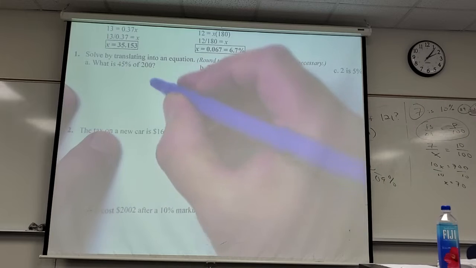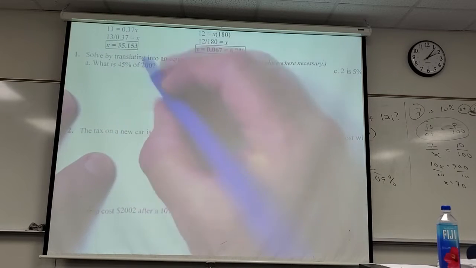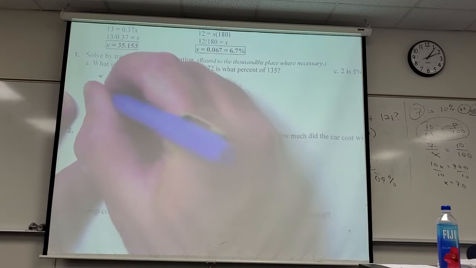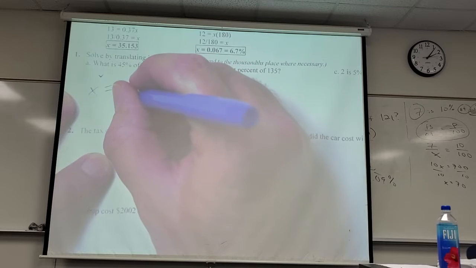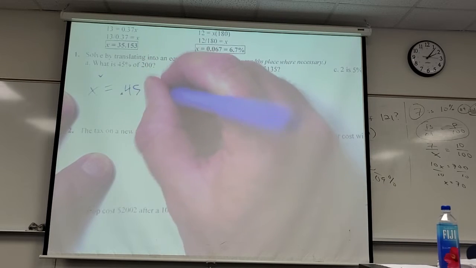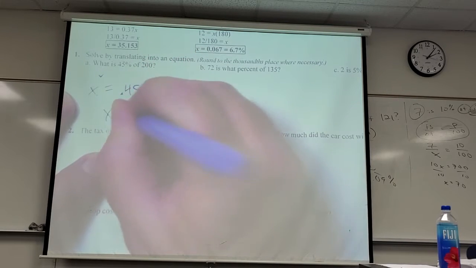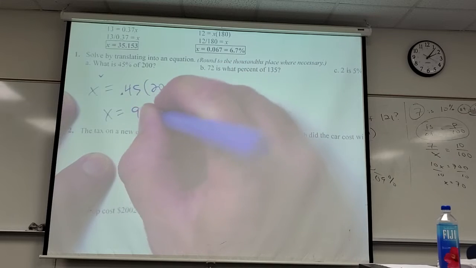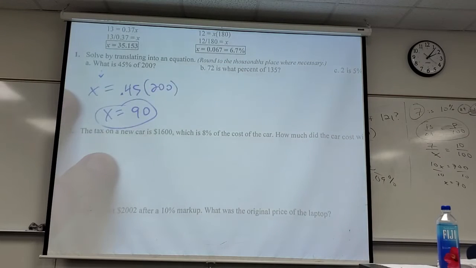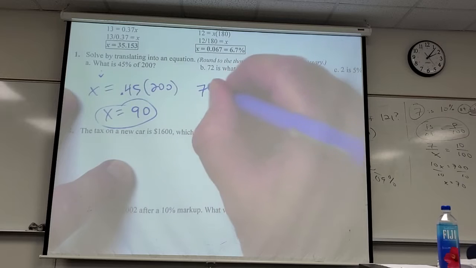Yeah. Let's do this. So how do I translate this into an equation? X equals 0.45 times 200. Yeah. So that's 90. Yeah, 90.